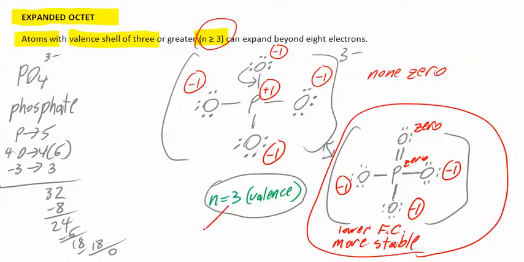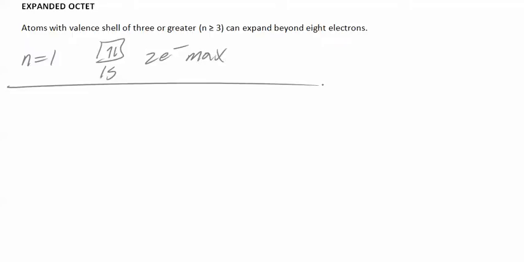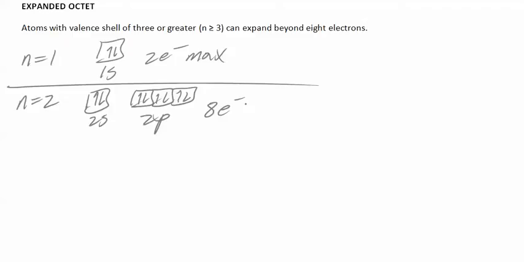You might wonder, why is the third valence shell so special? Well, let's take a look at that. In the first shell, n equals 1, all we have is the 1s orbital, which can fit a maximum of 2 electrons. In the second shell, we have the 2s and 3 different 2p orbitals, so we can fit 1, 2, 3, 4, 5, 6, 7, 8 electrons maximum. That's where we get the octet.